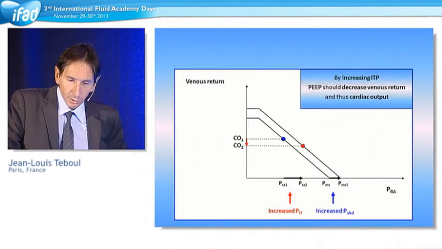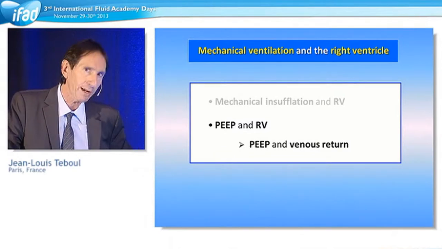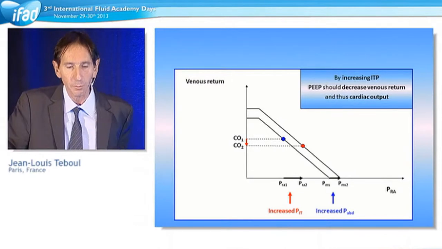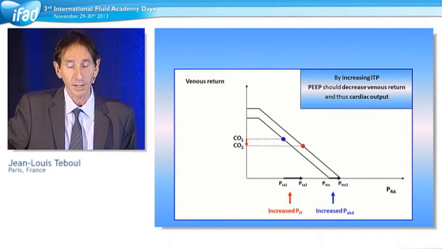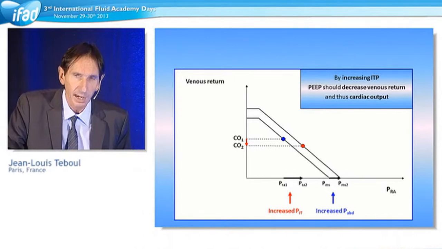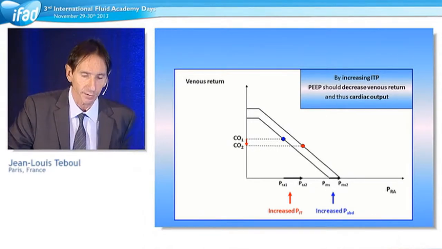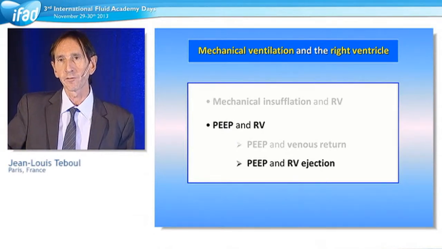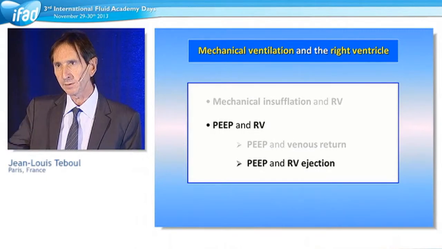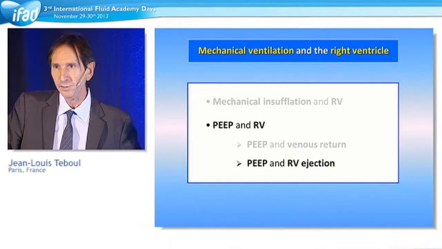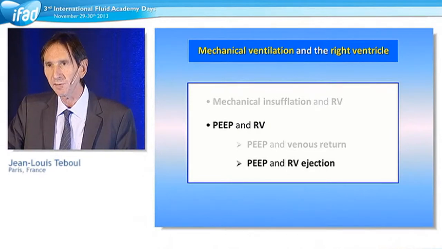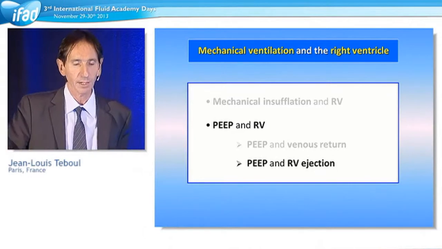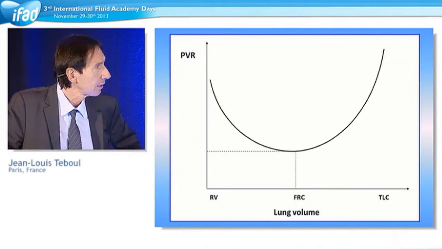But we also have to consider the effects of PEEP, and for example, the effect of PEEP on venous return. And we know that by increasing intrathoracic pressure, PEEP should decrease venous return and thus should decrease cardiac output, as I said previously for mechanical insufflation. Also, the effects of PEEP on right ventricular ejection. Maybe this could be more or less similar to the effect of mechanical insufflation, but here with PEEP, we are in a steady state, okay? We are not in a cyclic state.